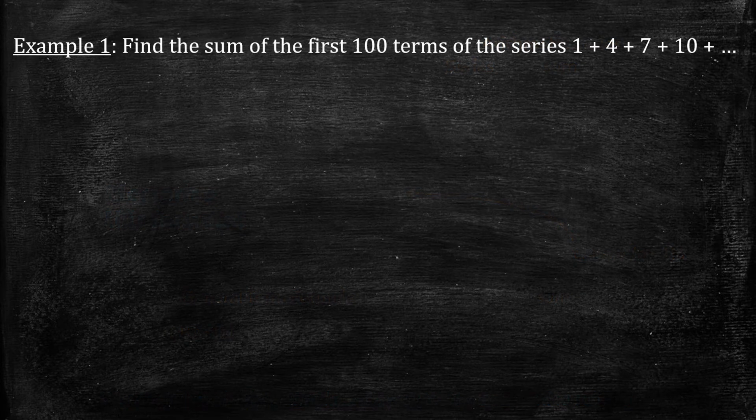Example 1. So you've printed off your sheet, hopefully, or you've copied out the examples. We're going to find the sum of the first 100 terms of this series. So notice I don't know the 100th term. It's not here. I don't know what it is. So I don't know my final term.